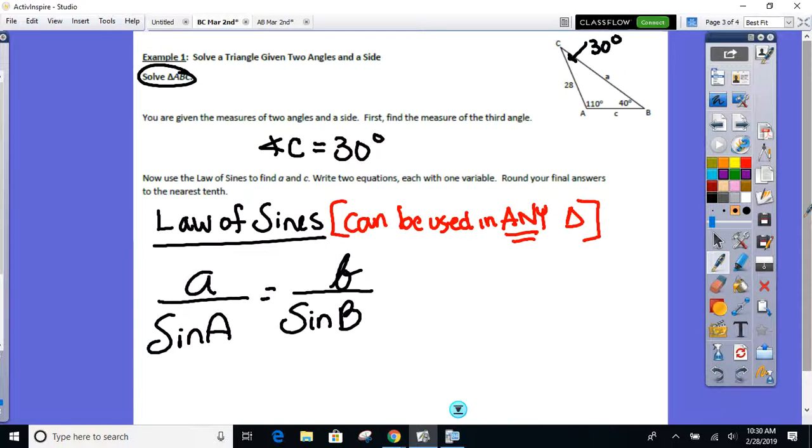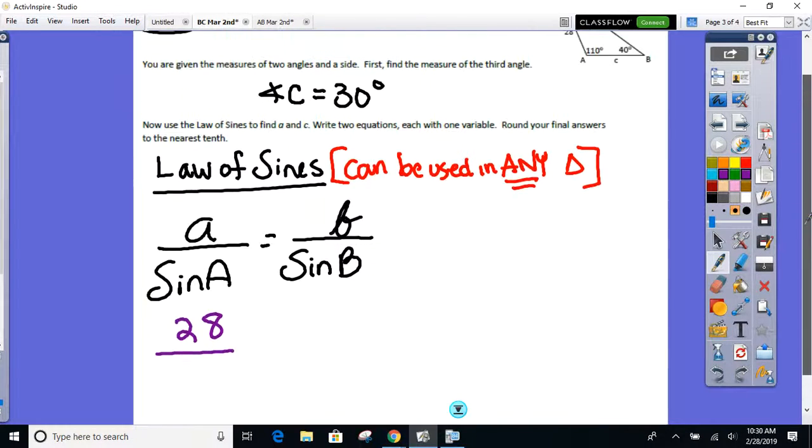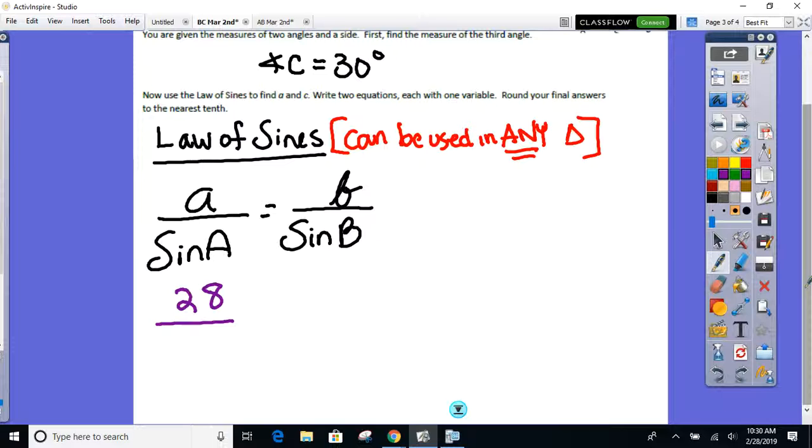Here we go. Give me a side that is given in the problem up there. What only side do I know? Dan, AC, how long is it? 28. So here's what we can do. We can say 28 over, what's the angle across from it? Sine of 40. Everyone see? Side over the sine of the angle across is equal to.